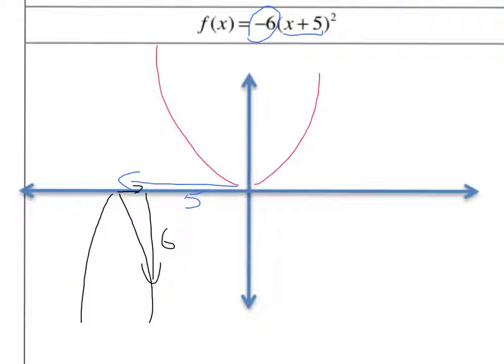If you list some of these points, so negative 5, 0, you could also do negative 4, negative 6. You're going to get full credit for this problem. Okay?